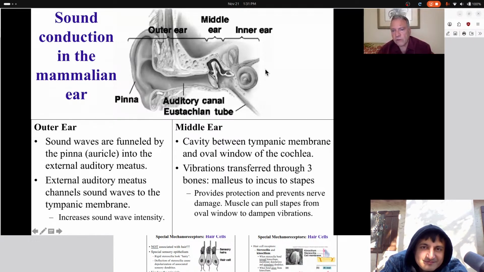The inner ear is where those hair cells are. This is where you're actually transducing those vibrations into nerve impulses. So all of this so far is conduction of the vibrations. You're conducting the vibrations from the air through the outer ear, amplifying them in the middle ear, but they're still just vibrations. Transduction to nerve impulses happens in the inner ear.